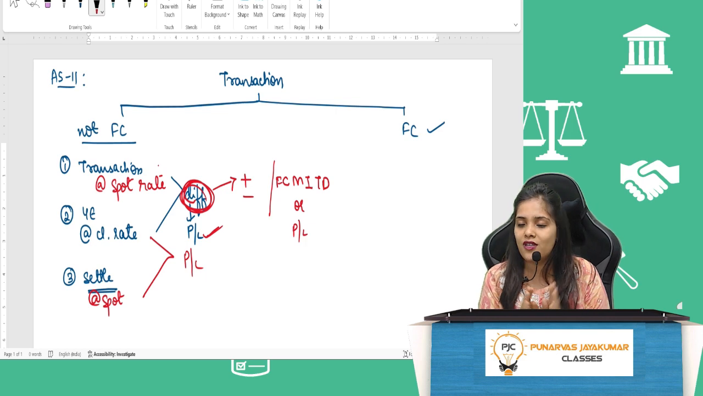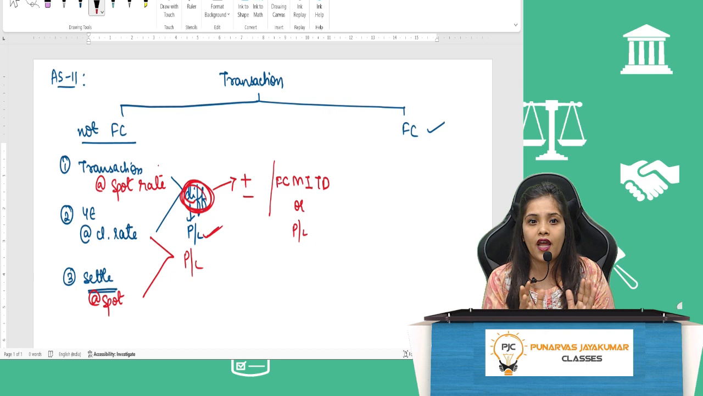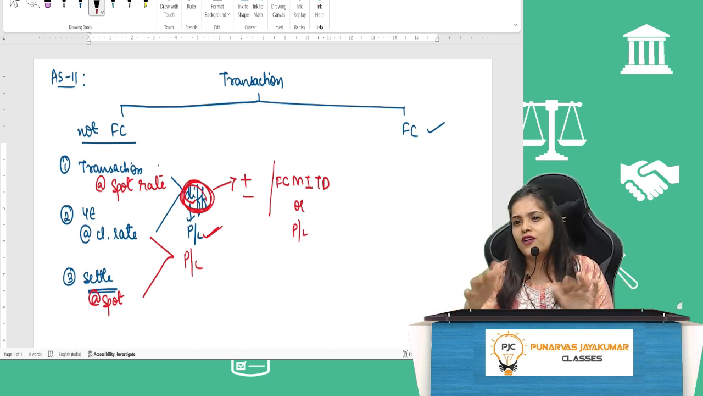Whenever it is just a transaction, that is purchase of goods, sale of goods, anything, it's just one single transaction, then you should check whether there is a forward contract or not. If it is not a forward contract, guys, the answer is very easy. Only 3 steps. On the date of transaction, spot rate. Year end, closing rate. On the settlement date, again the spot rate of the settlement date. Difference will always go to P&L.